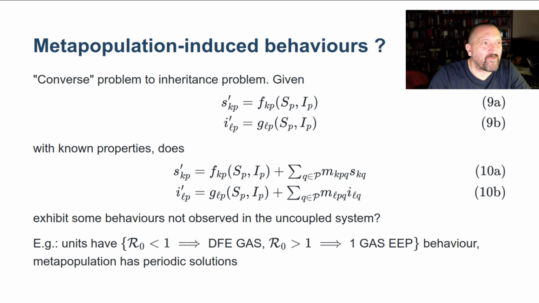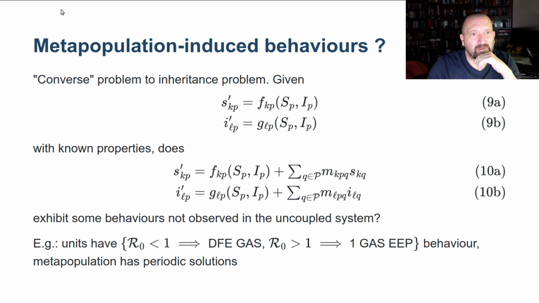The sort of converse problem to this, which I think is also very interesting, and I don't really know anything about. Well, I don't know any examples of, is what about metapopulation induced behaviors? So it's the converse problem to the inheritance problem. So suppose I have a model that exhibits a well-known behavior. So I have an SLIRS, and I know that if R0 in the single isolated patch is less than 1, I go to a disease-free equilibrium, and otherwise I go to an endemic equilibrium. Well, is there a situation where if I couple enough, or I couple some of those simple models, I get a behavior that does not show in the individual patches?